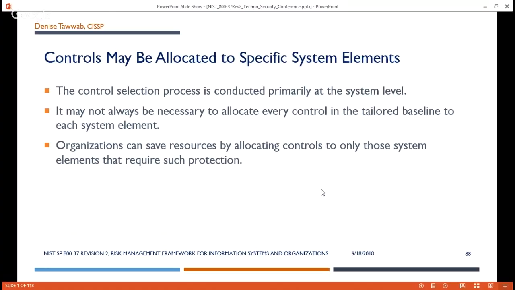Controls may be allocated to specific system elements. The control selection process is conducted primarily at the system level. It may not always be necessary to allocate every control in the tailored baseline to each system element. You can save resources by allocating controls to only those system elements that require such protection. I mean, you don't need a firewall on a system that doesn't have access to the outside. If it's air gapped, then you don't need a firewall. So it's that kind of thing. But if you're not thinking about those things, you may just apply firewalls to every system that you have.